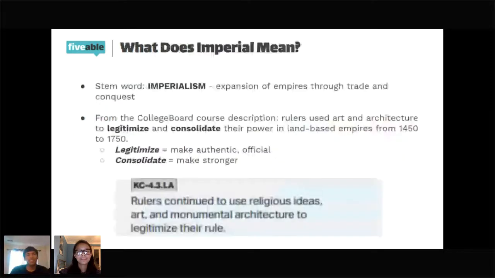All right. So you might be wondering, why are we talking about art and architecture? All of these are important because they all tie back to imperialism and the word imperial. If you see tricky vocab words, you want to look at the stem words. So you might have heard throughout the year the word imperialism. I would define it as the expansion of empires through trade and conquest.